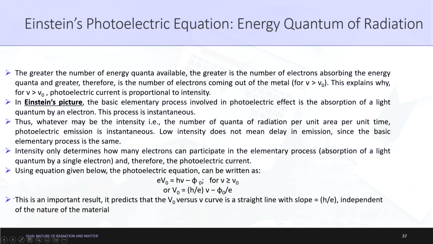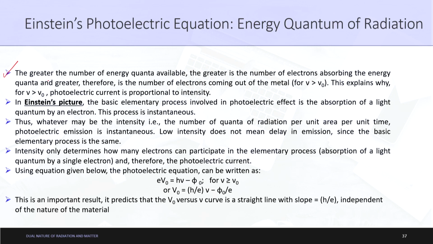Let us move on. The greater the number of energy quanta available, the greater is the number of electrons absorbing the energy quanta, and greater therefore is the number of electrons coming out of the metal. This explains why for nu greater than nu naught, photoelectric current is proportional to intensity. Now, just try to understand this concept here. Okay, so I will go very slowly.